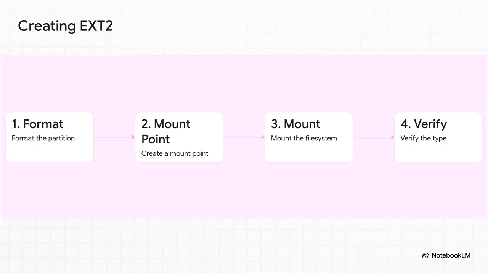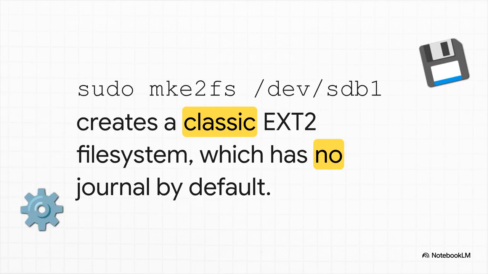We'll format it, make a directory to mount it on, actually mount it, and then the most important part, we'll double-check our work to make sure everything is exactly as we expect. This is the command that does all the heavy lifting. mkfs.ext2 is the standard tool you'll use for creating these file systems. And here's the key. If you run it just like this, with no extra options, it defaults to creating a classic ext2 file system. And that means, importantly, no journal.